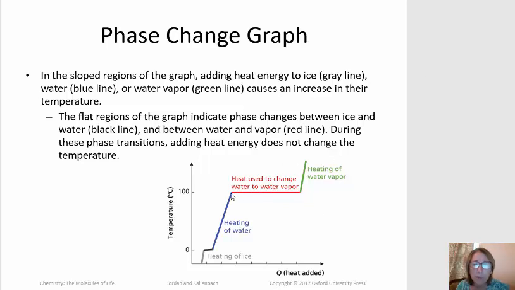Now, the flat places on this graph are known as phase changes, going from down here solid to liquid and up here liquid to gas, and latent heat is the heat that's added to get that phase change to completely occur. However, these curves here where we're adding heat and seeing a change in temperature, that's specific heat capacity at work. And so there's a different specific heat capacity for ice than there is for liquid water than there is for steam.